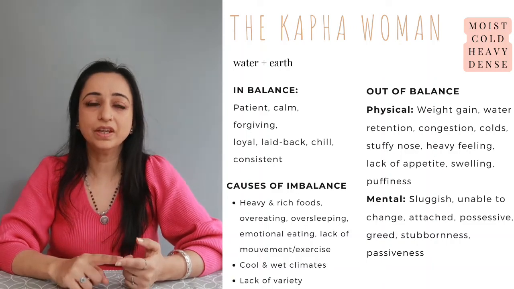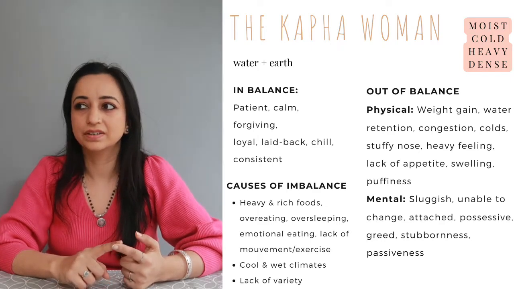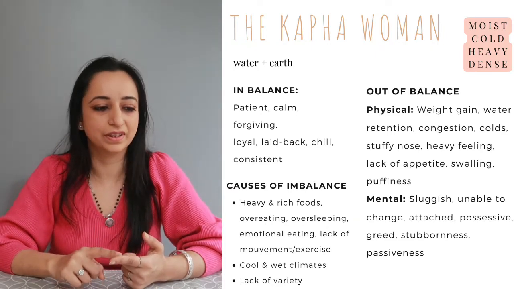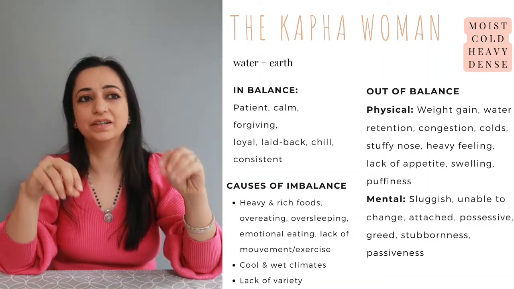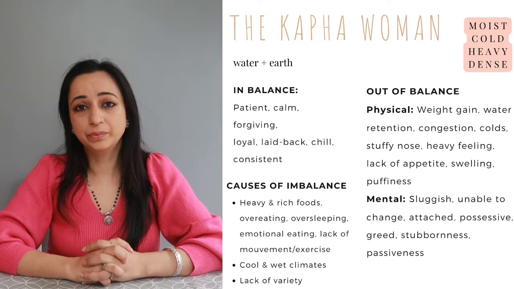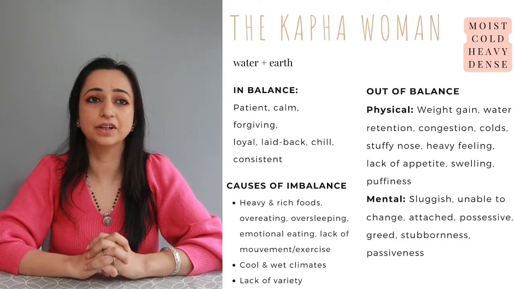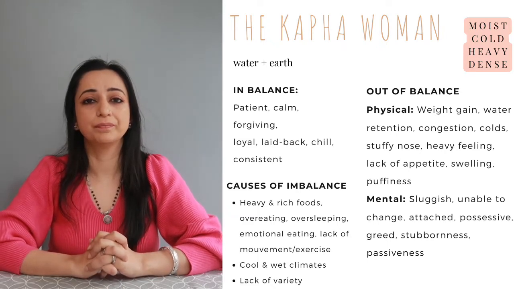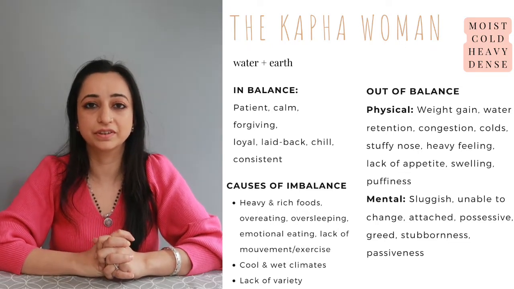Overeating causes kapha imbalance. Oversleeping, because sleep is very stable and dense, so oversleeping causes excess kapha. Lack of exercise and movement, because you can see the elements of water and earth don't move a lot. So also cool and wet climates, like spring, is the typical kapha. Even in winter, where there's a lot of rain or snow, can increase kapha. A lack of variety, a lack of change can increase kapha as well.